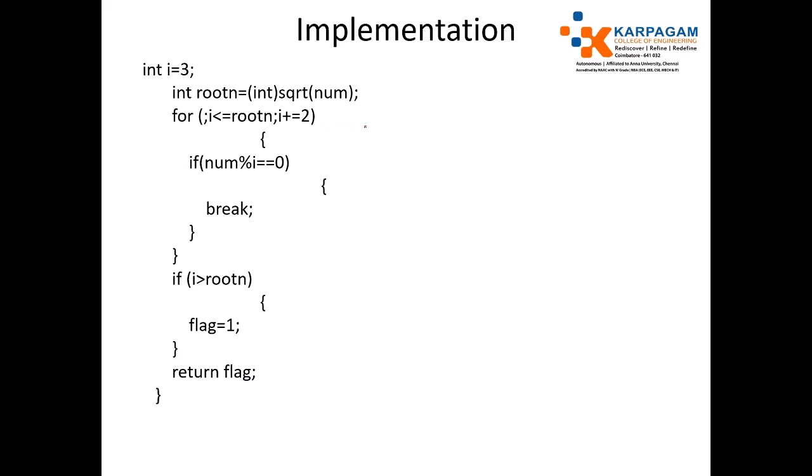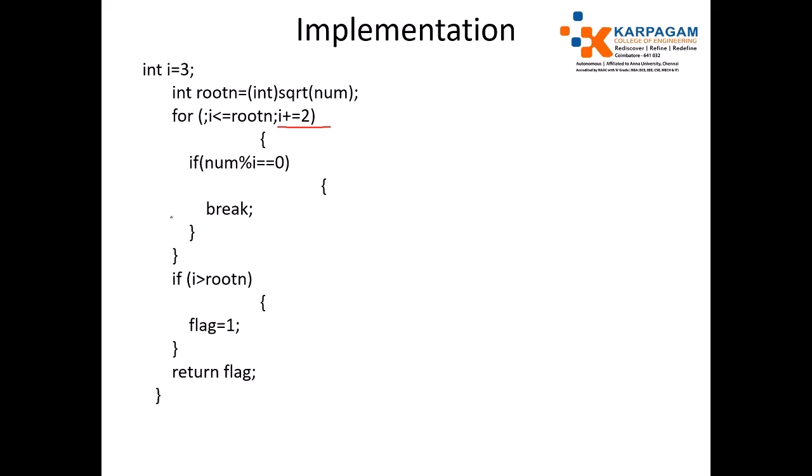For checking whether the number is prime or not, don't iterate from 3 to n. You can iterate from 3 to the square root of n itself, and every time skip one value. The next number would be even, so you can skip it by using i equal to i plus 2. If number remainder i equals 0, immediately give break. Else do nothing.